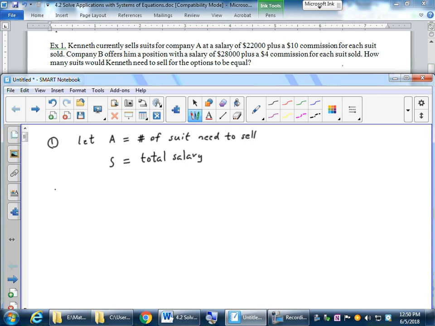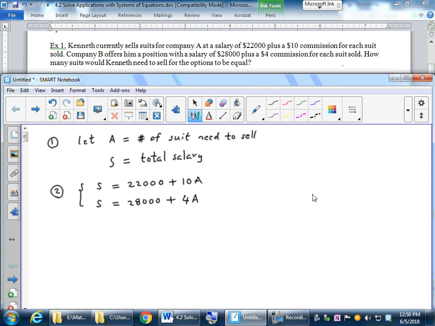From here, my second step, I can set up the equations. The total salary for company A will be equal to 22,000 plus 10 times the number of suits sold. For company B, the total salary is equal to 28,000 plus 4 times the total number of suits. That will allow us to see how many suits need to be sold so that the salaries will be equal to each other.